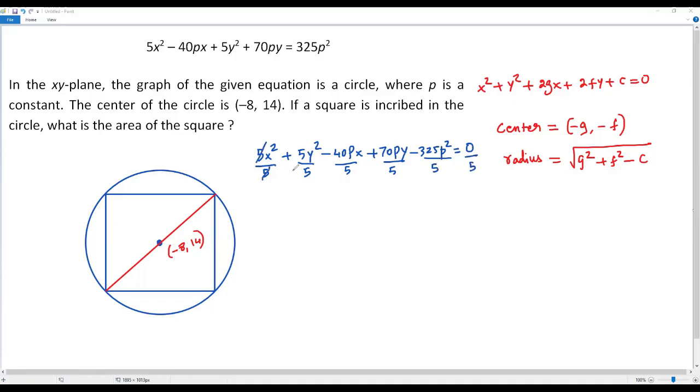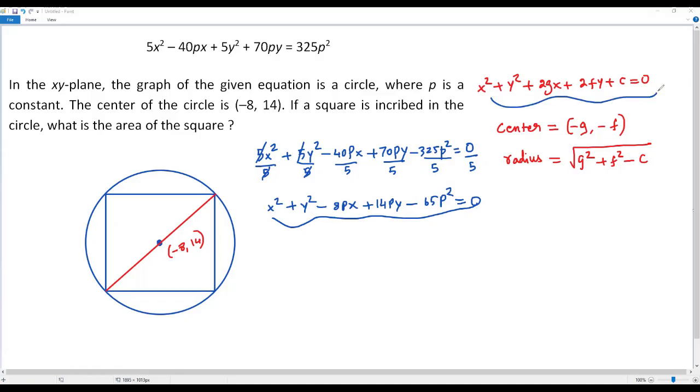Here the 5 will cancel out. Here the same, so we get x² + y² − ... When I divide this 40 by 5, I get 8, that is 8px. And when I divide this 70 by 5, I get 14, that is a positive 14py. Negative, when I divide this 325 by 5, I get 65, that is 65p², and the right side 0 divided by 5 is 0. Now we have the given equation of the circle exactly in this form.